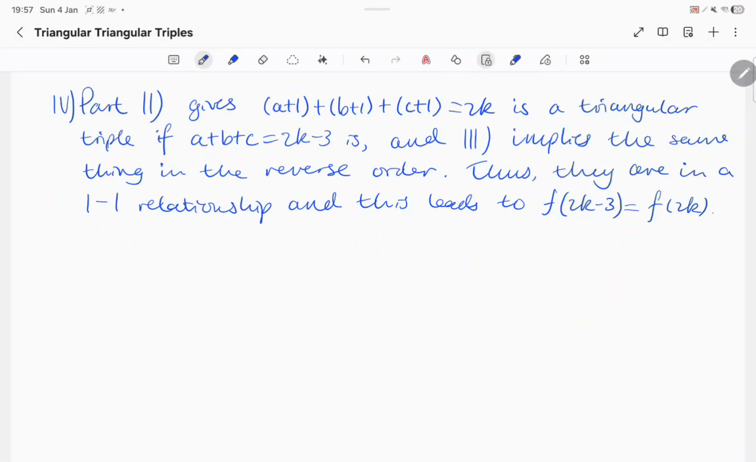Now, we'll move on to part 4. Firstly, part 2 gives us that a plus 1, b plus 1, c plus 1, which sum to 2k, is a triangular triple if a, b, c, which sum to 2k minus 3, is, and part 3 implies the same relationship but in reverse. Therefore, these two forms are in a one-to-one relationship, and this directly leads to f of 2k minus 3 is equal to f of 2k, as required.